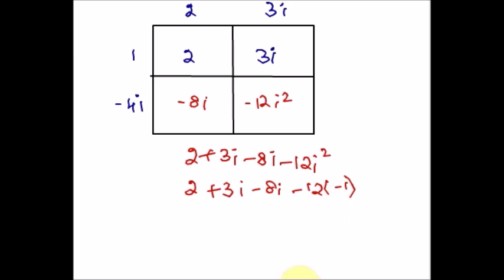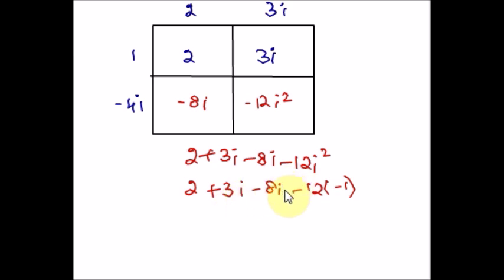And then you can also combine the like terms. 3 minus 8 is negative 5. In the same way, 3i minus 8i is negative 5i. You should only add and subtract like terms. Hope you know this rule. Here, 2 and this one are real values and these two are imaginary values. So you can add and subtract real values with another real value only. In the same way, you can combine only the imaginary values together.